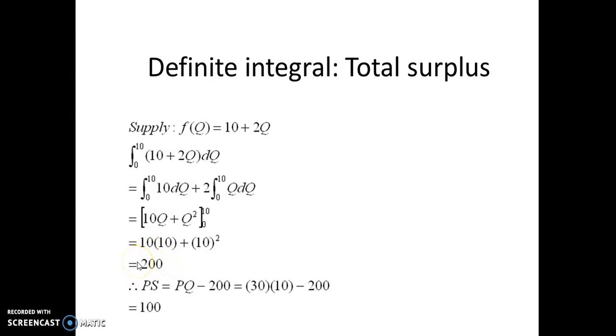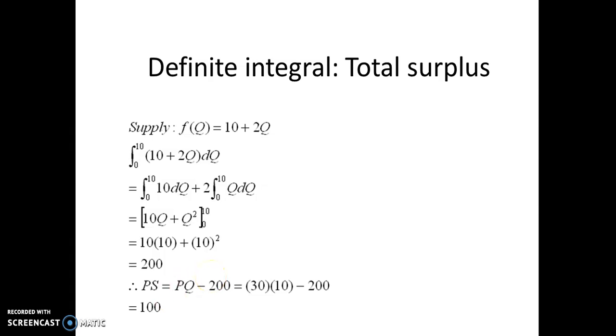However, remember, for the producer surplus, this 200 is the area below the supply curve between the limits of 0 and 10. However, you want the producer surplus, which lies above the supply curve but below the equilibrium price. So I need to work out that shape, which was price times quantity. Price was 30 and quantity was 10. That gives you 300 minus 200, which is the area below the supply curve. What you're left with is the producer surplus, that area above the supply curve but below the equilibrium price.